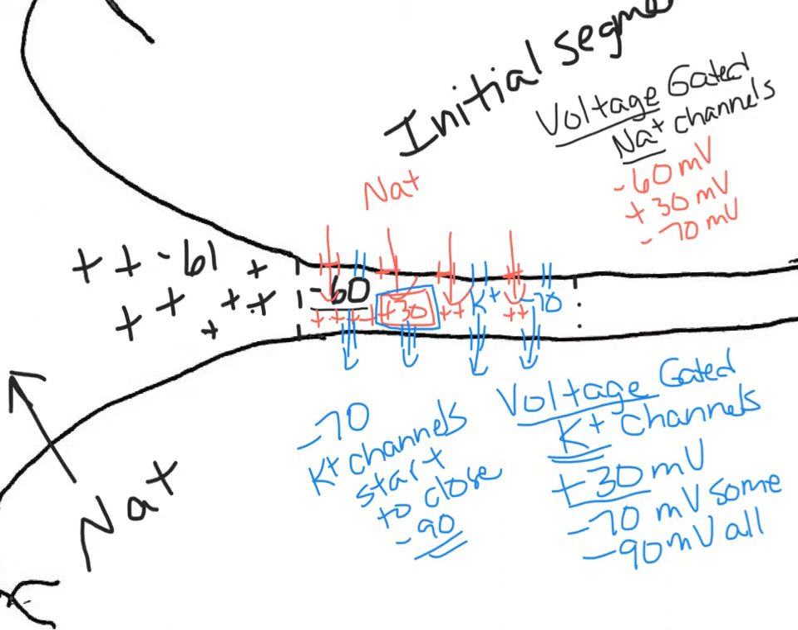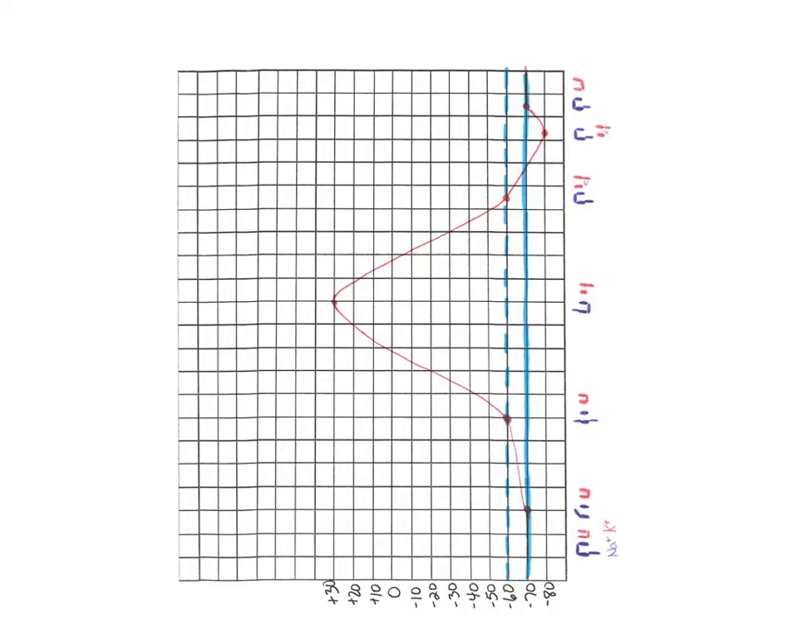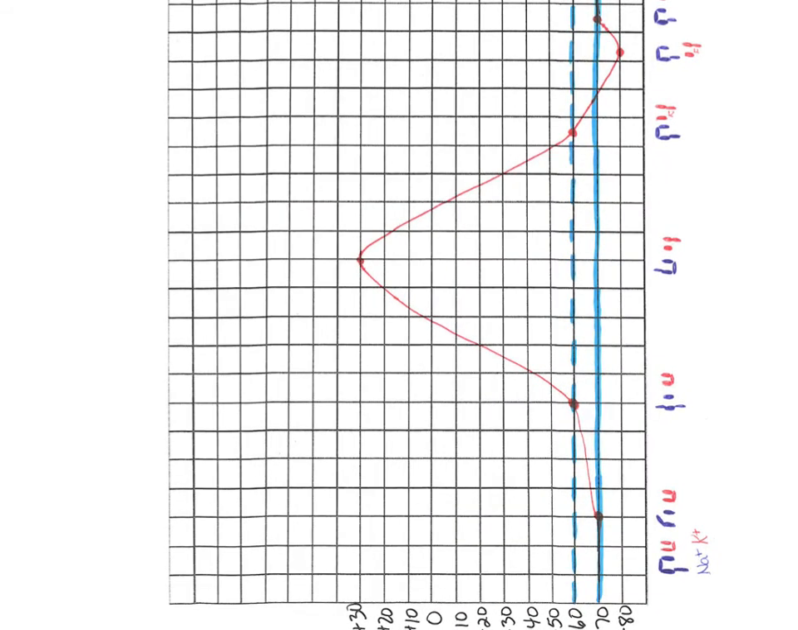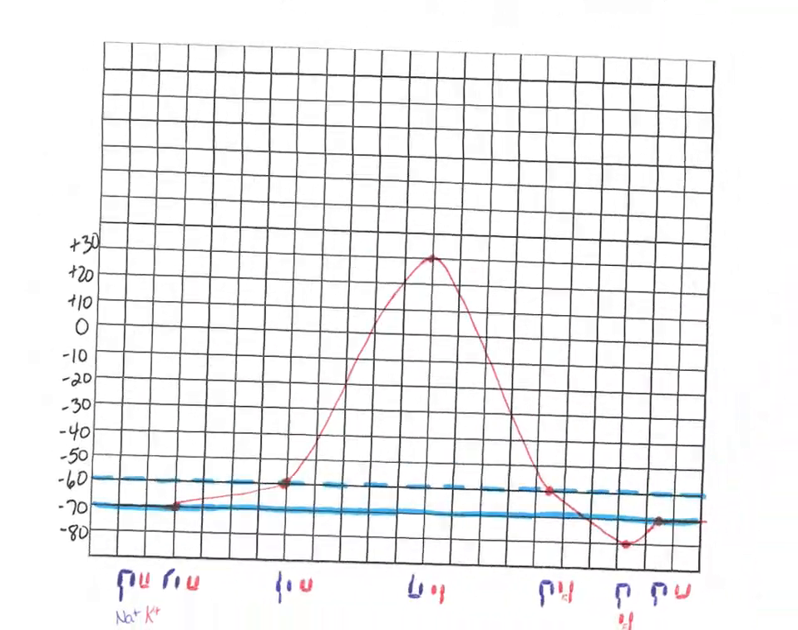But now we've got to bring it back up to resting. And what did we say brings it back up to resting? Leak channels and the sodium-potassium exchange pump. They will bring it back up. And so now our action potential is over. We're going to go through this chart and then we'll take a break.